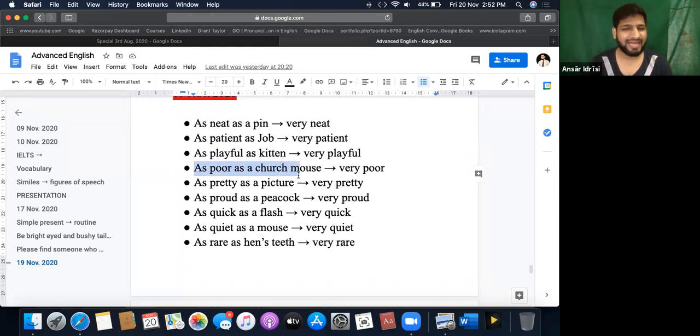You are behaving as poor as a church mouse. Sorry, as a mouse of church. His work was as pretty as a picture. His personality is as pretty as a picture. They were exaggerating as proud as a peacock. I want my work to be done as quick as a flash.